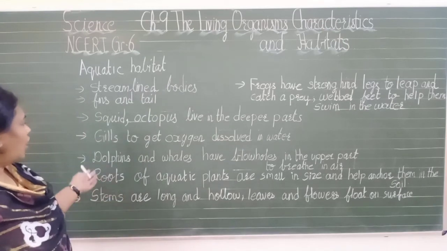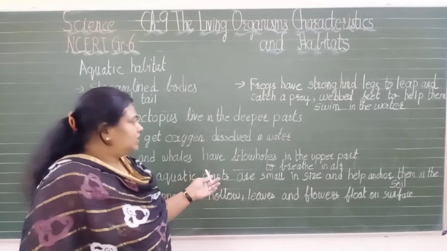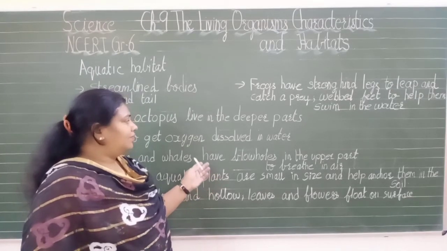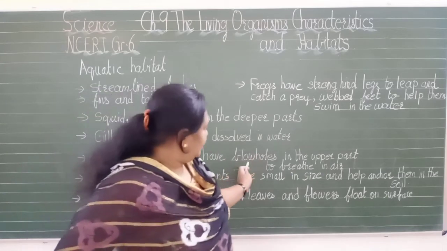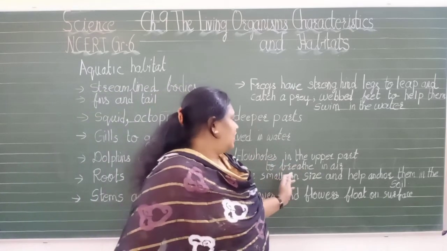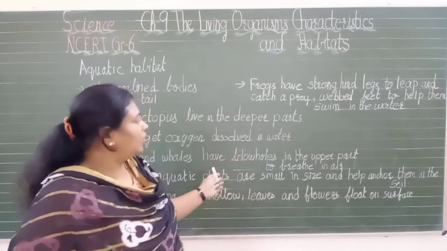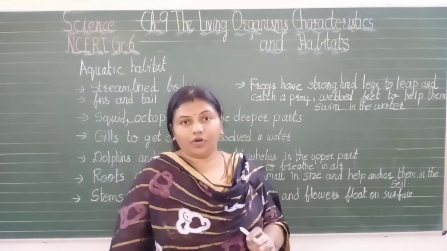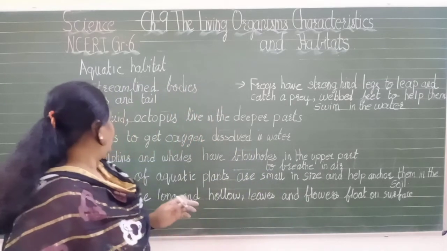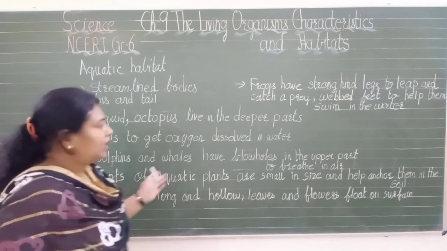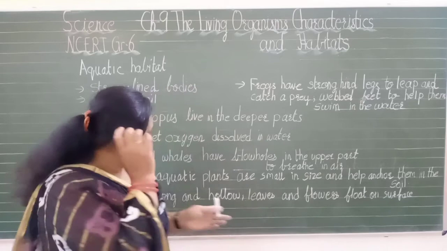Even dolphins and whales have blowholes. They don't have streamlined features. They have blowholes, and they don't have gills. So, with the help of blowholes, they can breathe from the air. Yes, they have blowholes in the upper part of the body, in creatures like dolphins and whales. So, they can take a breath. They can breathe in the air.